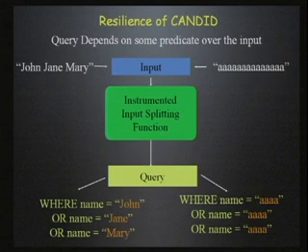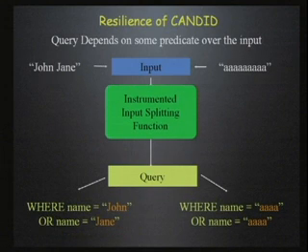CANDID initializes this with a string of all A's and results in a query with exactly 3 clauses: name equals something, name equals something, and name equals something. So you have the exact number of clauses matching the logic of the application. If you have 2 words, John and Jane, it will still result in a query with just 2 clauses. So it's kind of neat and resilient for these situations.